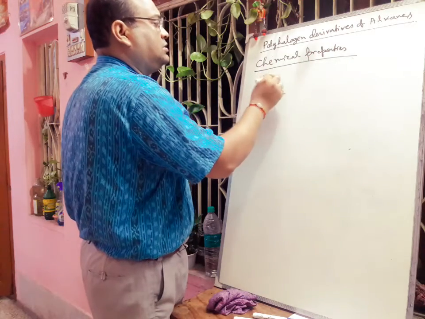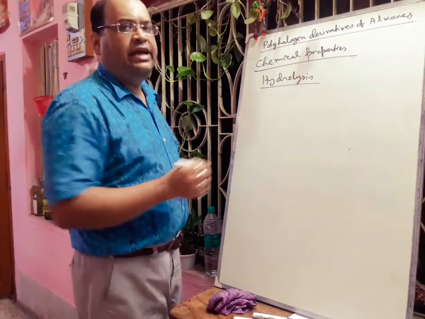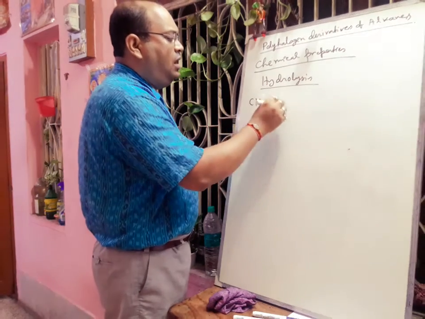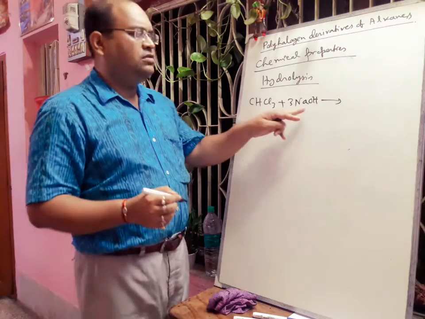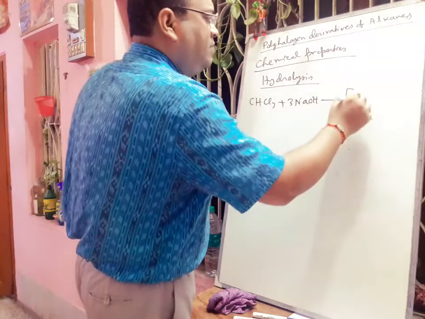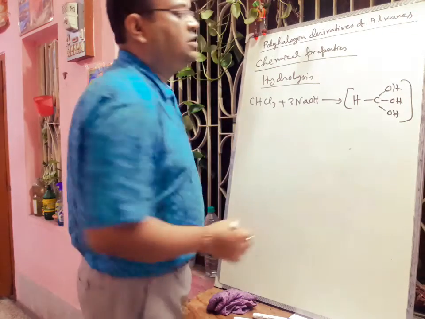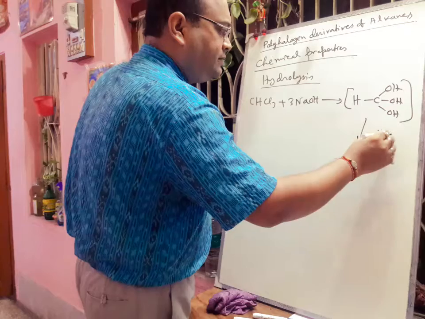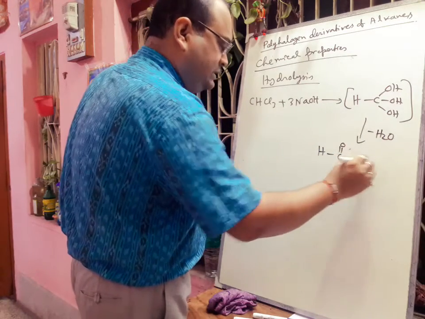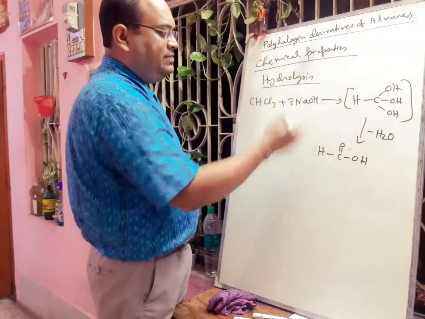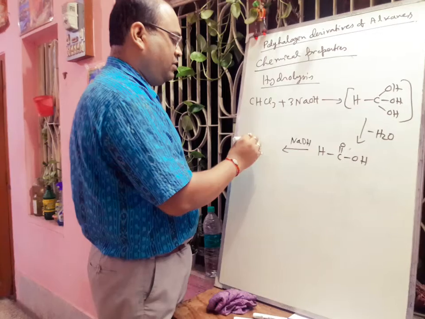First we will discuss hydrolysis. If we take chloroform plus NaOH, if we heat with sodium hydroxide solution, then there will be formation of this type of compound that is very much unstable, because three OH groups are on the same carbon atom. So definitely there will be elimination of water and it will form formic acid. Then, as the medium is alkaline, it will again react with sodium hydroxide and form sodium formate.